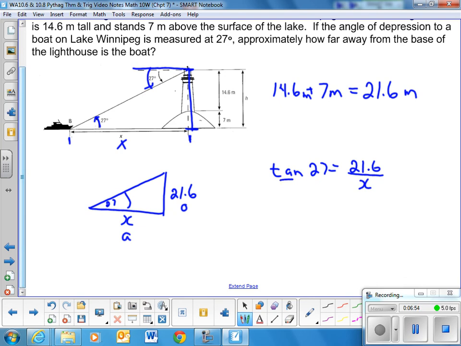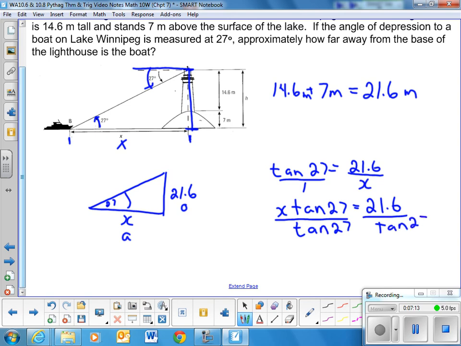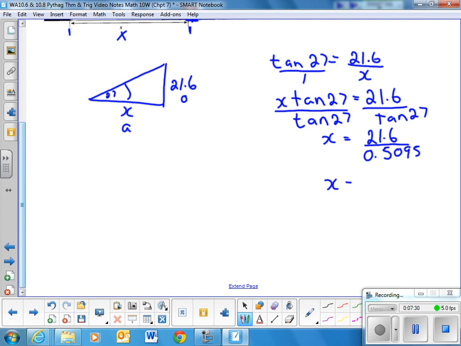Solving for x, we can cross multiply. So we end up with x times the tangent of 27 equals 21.6. To get x by itself, we need to divide by that tangent 27, which again is just a decimal number. And we end up with x equals 21.6 divided by the tan of 27, and the tangent of 27 is 0.5095. Dividing those two numbers out gives us a total distance of 42.4 meters from the lighthouse to the boat.